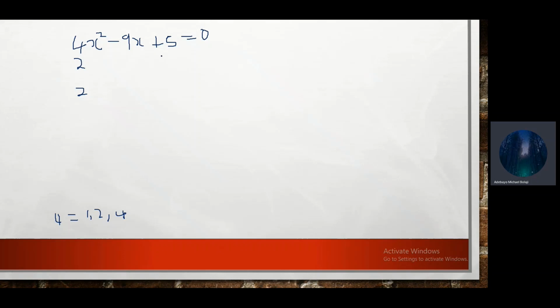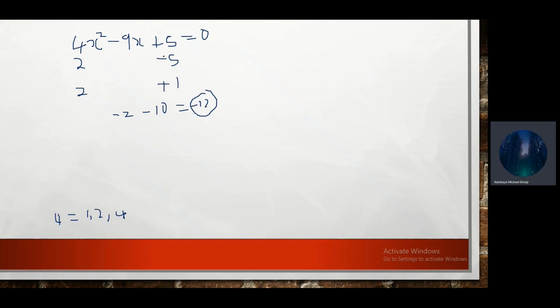And 5 here, we can write this as minus 5 and minus 1, right? Because minus 5 times minus 1 will give us plus 5. 2 times minus 1 is what? Minus 2. 2 times minus 5 is what? Minus 10. Minus 2 minus 10 will give us minus 12. Minus 12 is not the coefficient of x here, so it is wrong. Is that okay? Let's try another one.